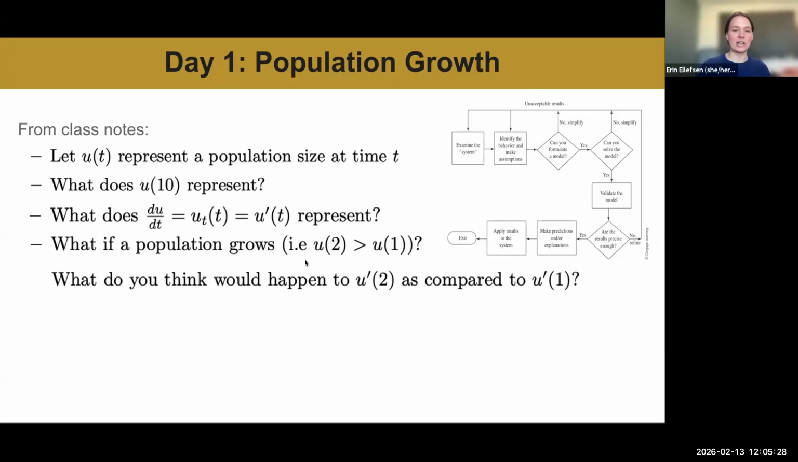And then we get to this question about, okay, well, what if our population at t = 2 is larger than our population at t = 1? I have them discuss whether they think that the rate of change at t = 2 is larger or smaller than the rate of change at t = 1.